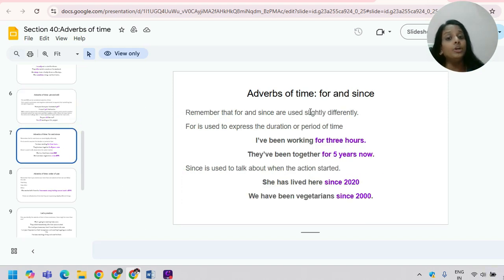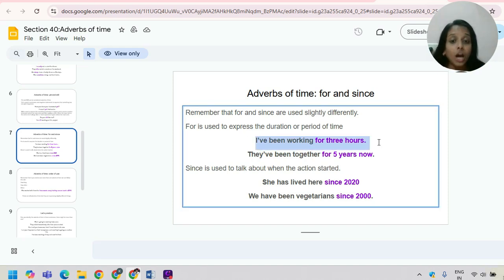Now, adverbs of time, for and since. Remember that for and since are used slightly differently. Let's see how. For is used to express the duration or period of time. Say, for example, I have been working for 3 hours. For how long? So it expresses the duration, right? For 3 hours. They have been together for 5 years now. Over a period of 5 years, they have been together.